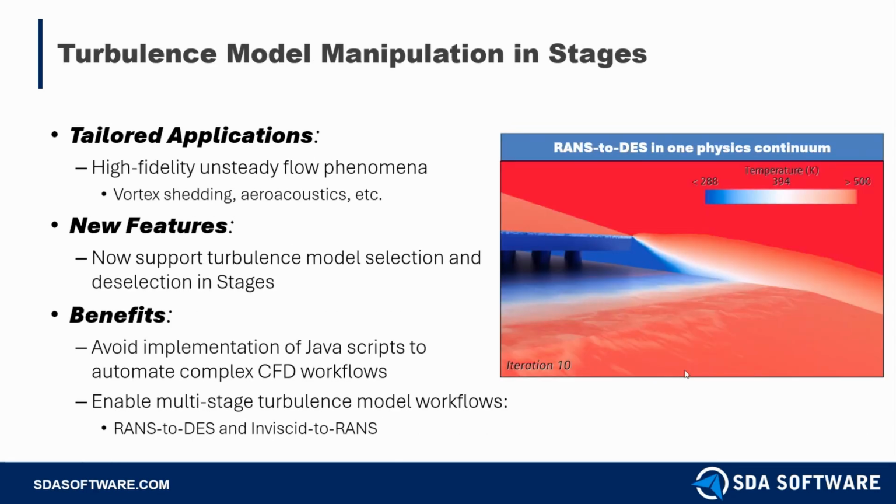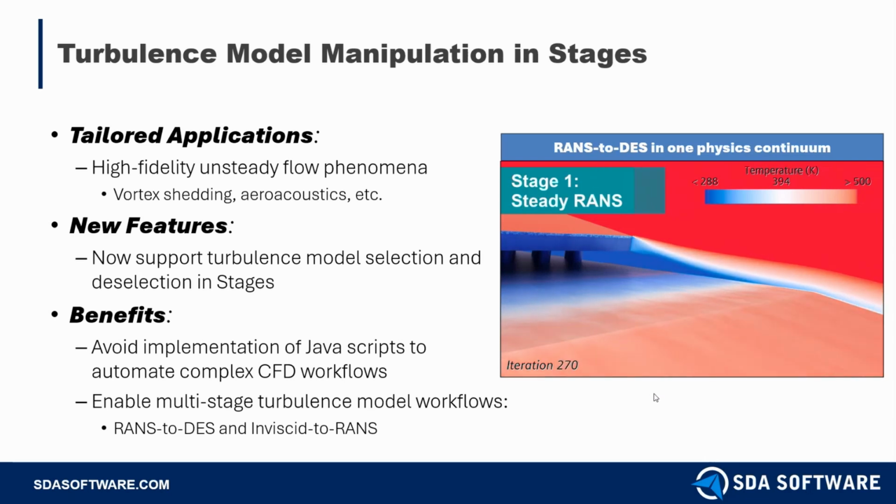In this version, users can now finally manipulate the turbulence model in stages. This new feature enables complex workflows to be native instead of relying on JavaScripting or extensive macroing, especially for those complex workflows that involve high fidelity unsteady flow phenomena like vortex shedding or aeroacoustics.